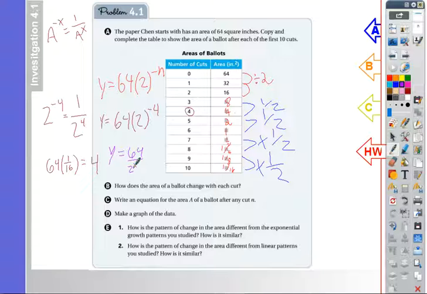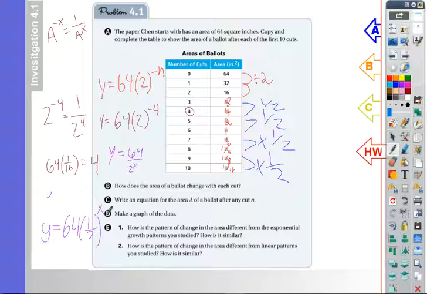Here you go. Okay, so we could write it in the proper exponential format and standard form, which is y is equal to 64 times 1/2 to the power of x. All 3 of these work.